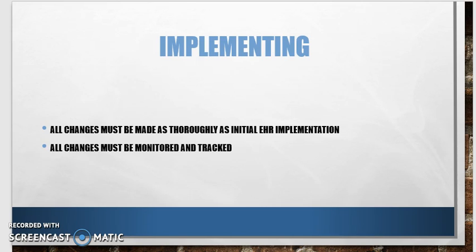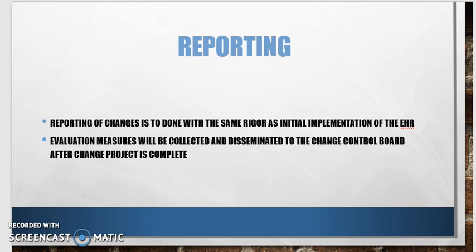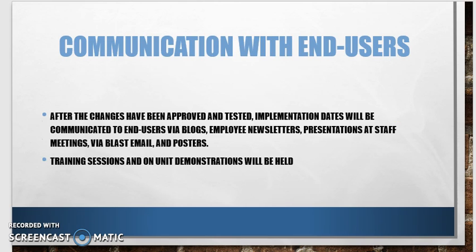This is the time when security risks happen, and you need to be sure you're really paying attention and being careful. Reporting of changes is to be done with the same rigor as the initial implementation of the EHR, and evaluation measures will be collected and they'll be disseminated to the change control board after the change project is complete. Then after you've done that, then you're going to communicate when it's going to go out of the testing environment into production, and you're going to communicate with the end users.